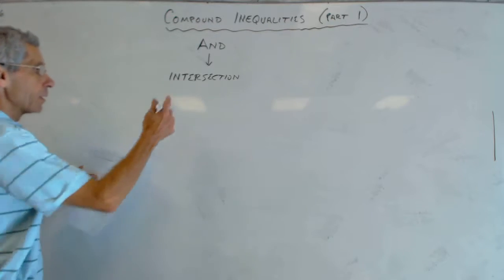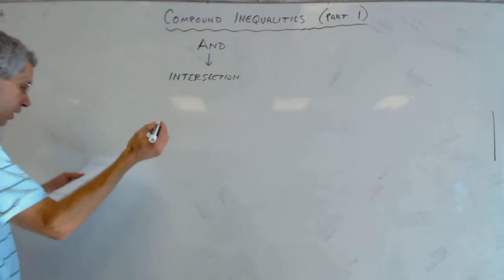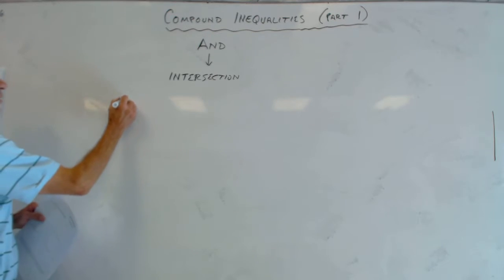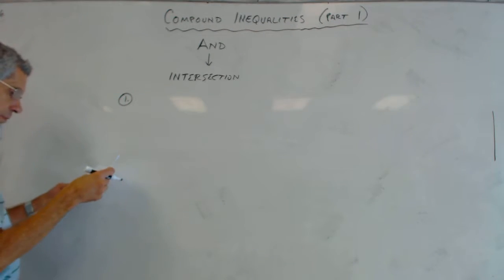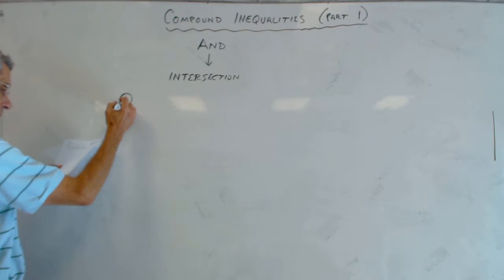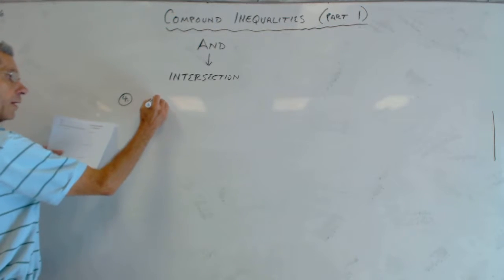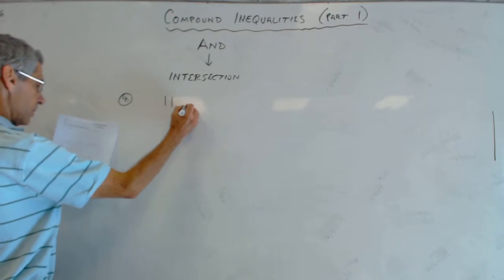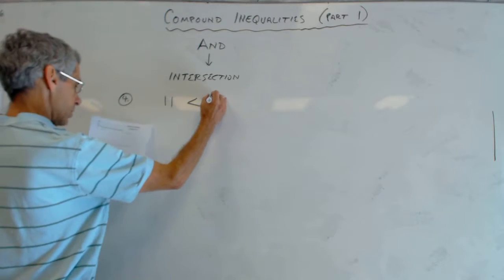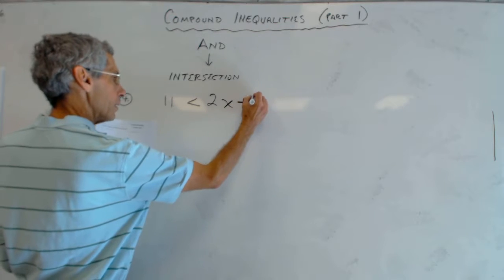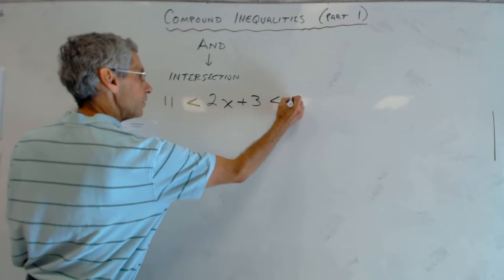Can you do one that's not one on the homework? Yeah, I'll do number 1 on the homework, okay? This is number 1 on the homework. Now, I'll do number 4 on the homework. Why not? Do something in the middle. All right, it says 11 is less than 2x plus 3, which is less than 21.